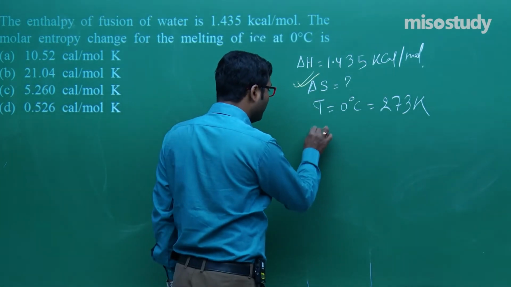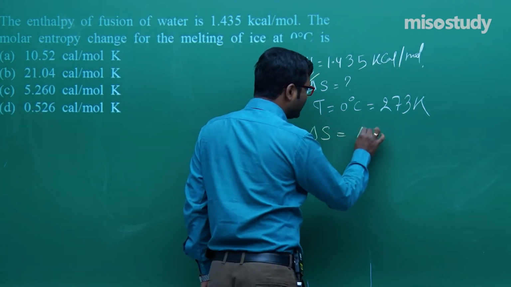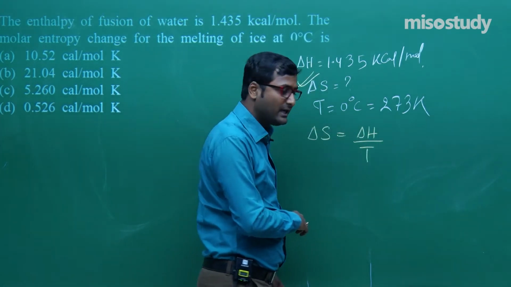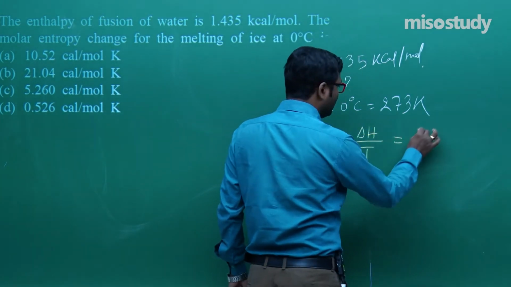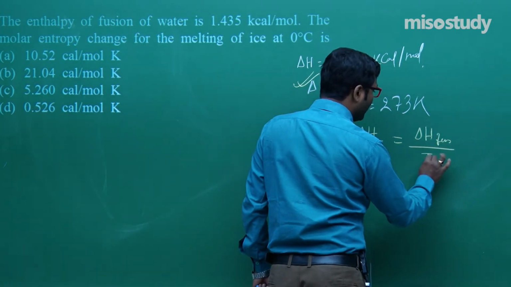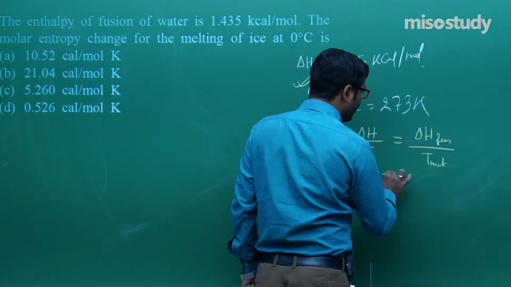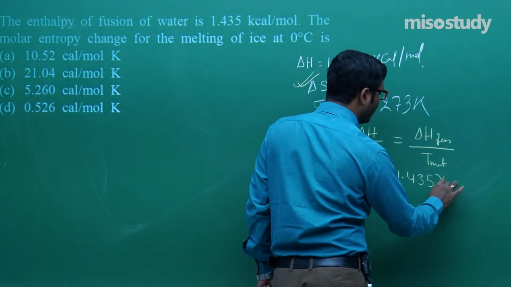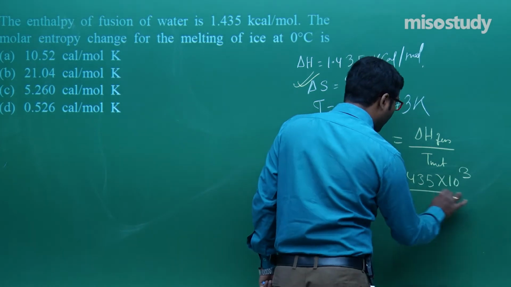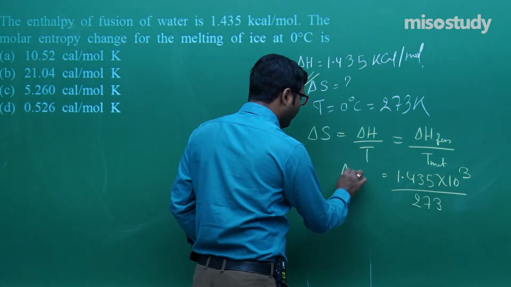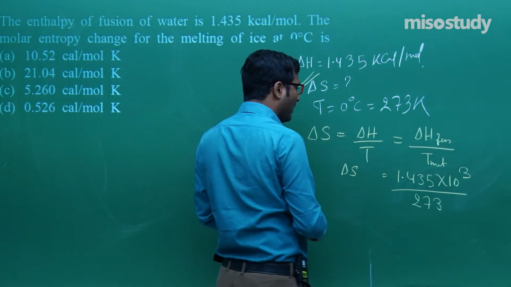As we know, delta S is equal to delta H upon T. Clear? Now here the formula is delta H fusion upon melting point. Now delta H fusion is equal to 1.435 kilocalorie, convert into calorie, upon melting point, that is 273. Now if you solve this expression, what will happen?